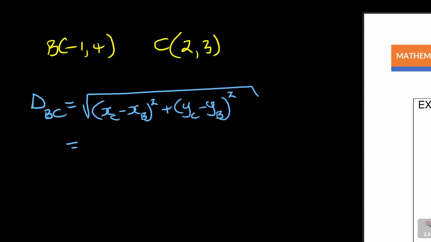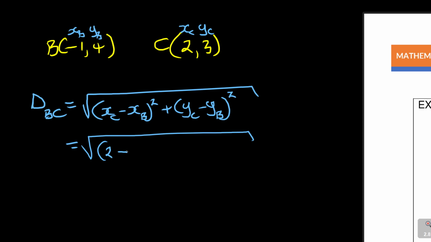So what I have is, this is your XB, this is your YB, and this is your XC, your YC. That's what you are using there. So if I say square root of XC, which is bracket 2, minus, now I've got minus of the formula, and the minus of XB, which is minus 1, squared. If you can do that, you're good to go. Plus YC is 3 minus YB is 4, and then you square that.